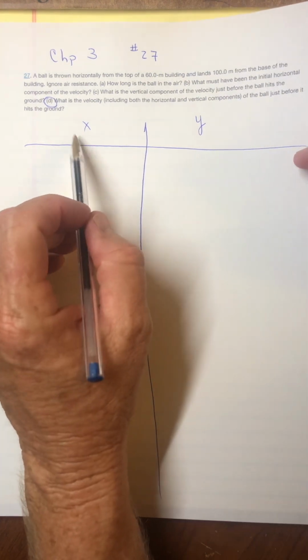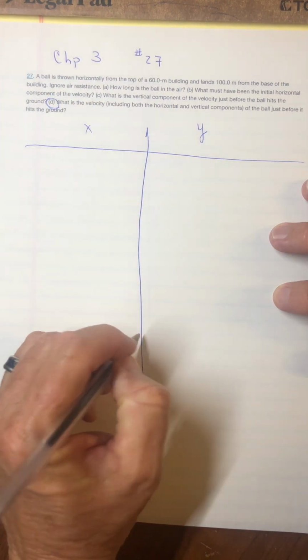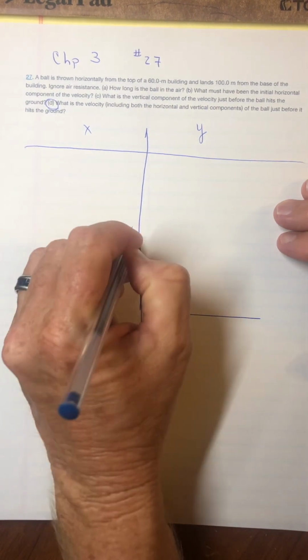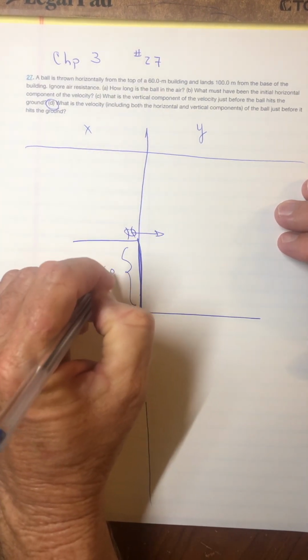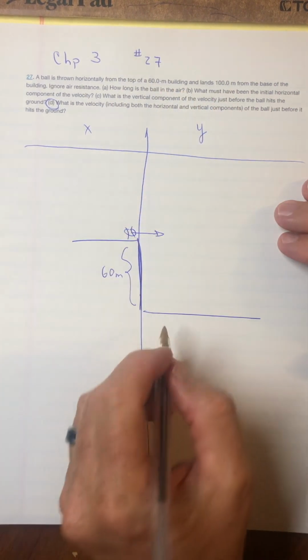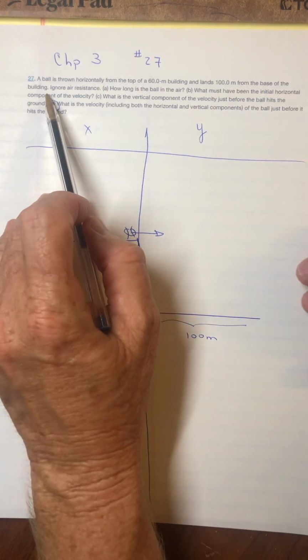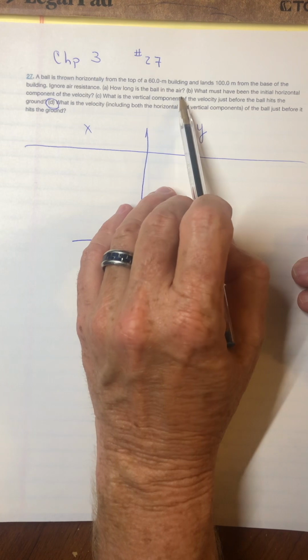But if you read this problem, and maybe I should have done my calculations over here, so I'll do my calculations over here. Just drawing a picture, it says a ball is thrown horizontally from the top. Let me just use this as the cliff edge. So here's the top, and here's a ball, and we're going to throw it horizontally. A ball is thrown horizontally from the top of a 60-meter building, and it lands 100 meters from the base of the building, ignoring air resistance. How long is the ball in the air?